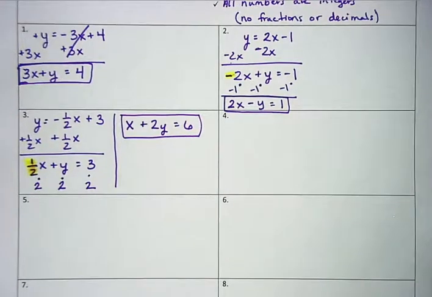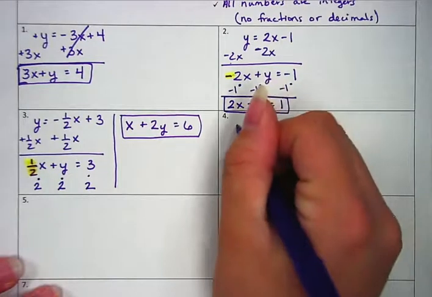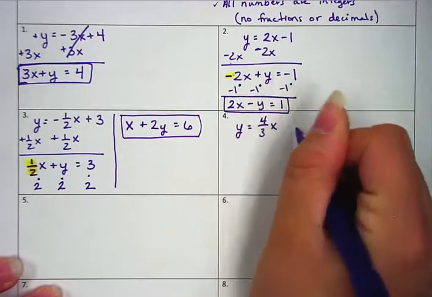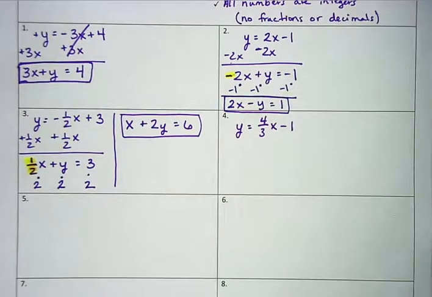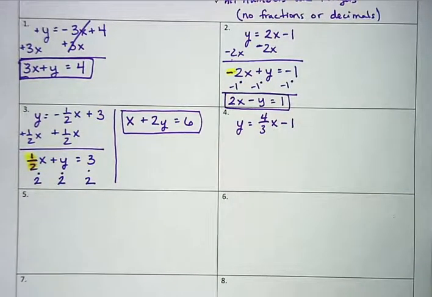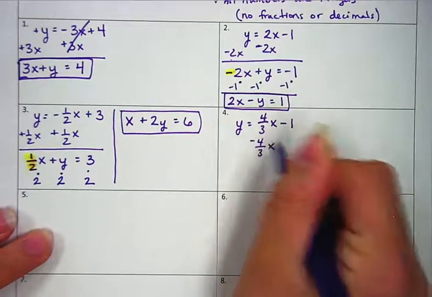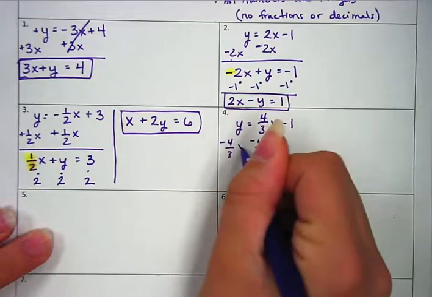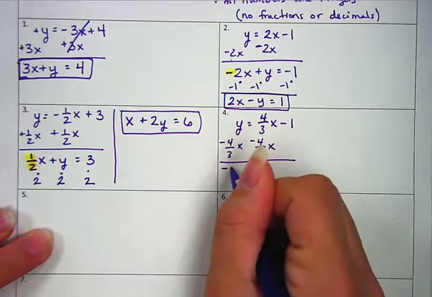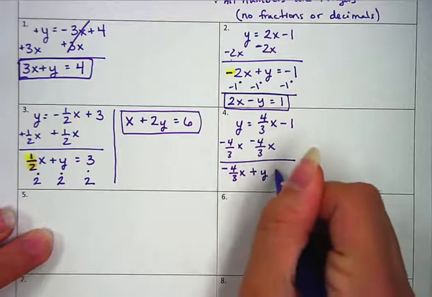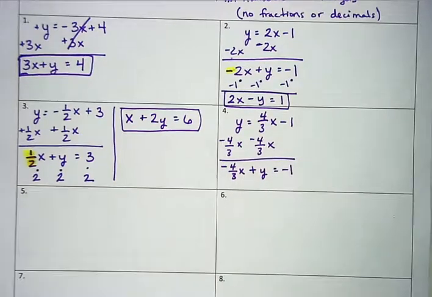Okay. Number 4. Y equals 4/3 x minus 1. Let's put it all together now. So, we're going to subtract the 4/3 x to both sides. And that leaves us with negative 4/3 x plus y equals negative 1. Now, there are two issues with this problem.